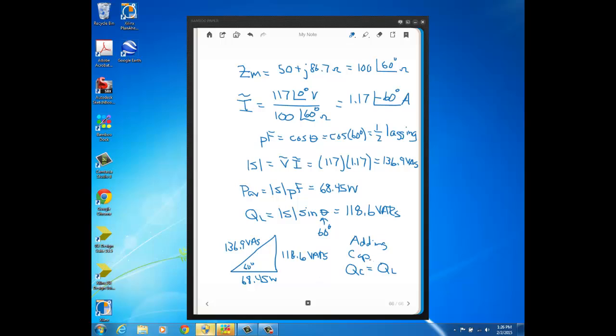So in the next video, we'll start with how you calculate the capacitor value from setting QC equal to QL.